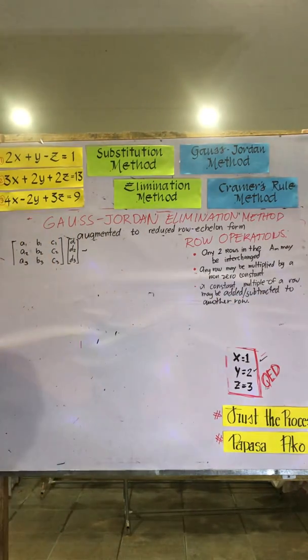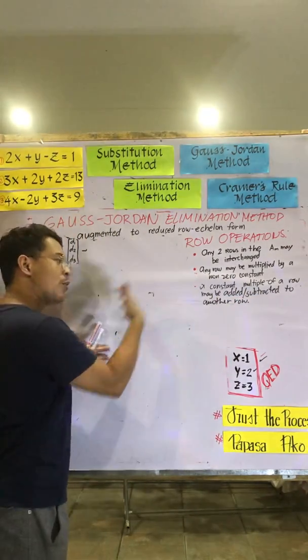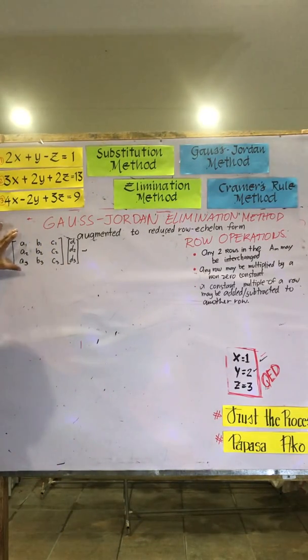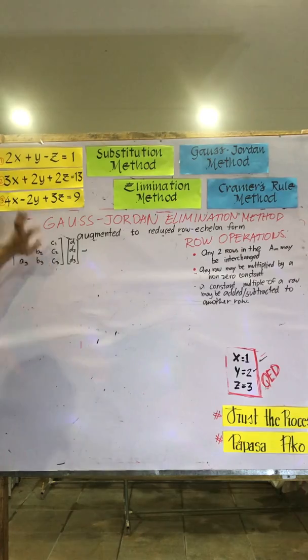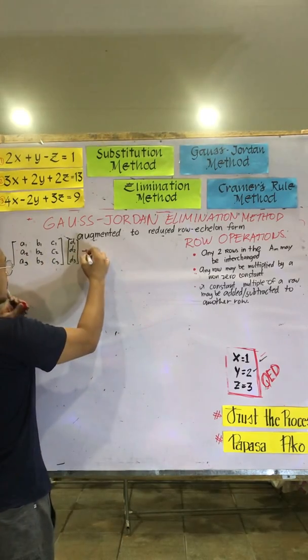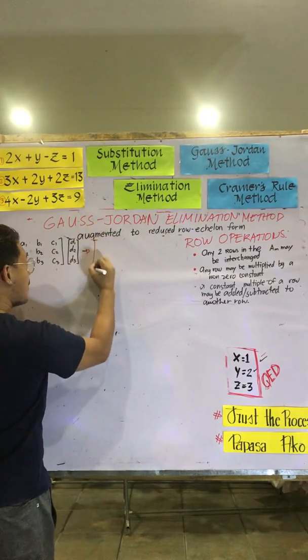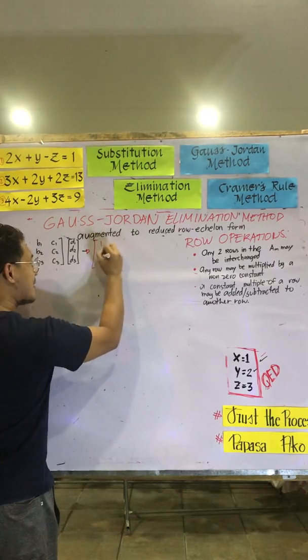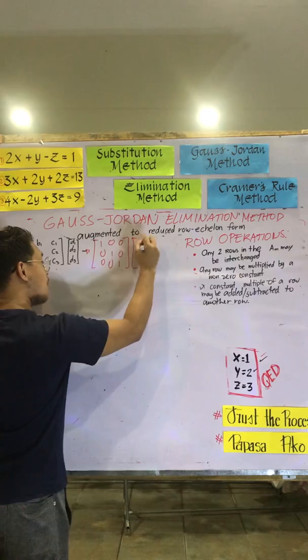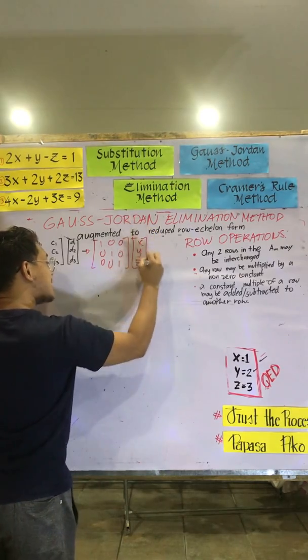So in order for you to understand better later, we will apply this. This is the augmented matrix in the form: A sub 1 to A sub 3 per X, B sub 1 to B sub 3 per Y, column C sub 1 to C sub 3 per Z, and column D sub 1 to D sub 3 for our constant matrix. Our target is to transform it into reduced row echelon form, diagonal equal to 1, the rest equal to 0, and the result will be our X, Y, and Z.